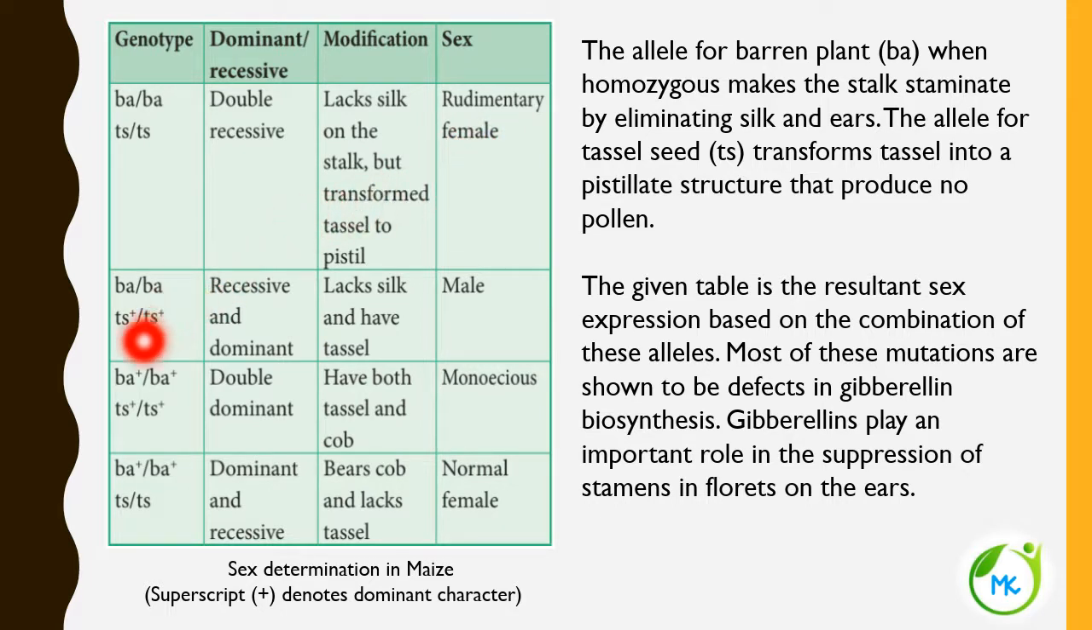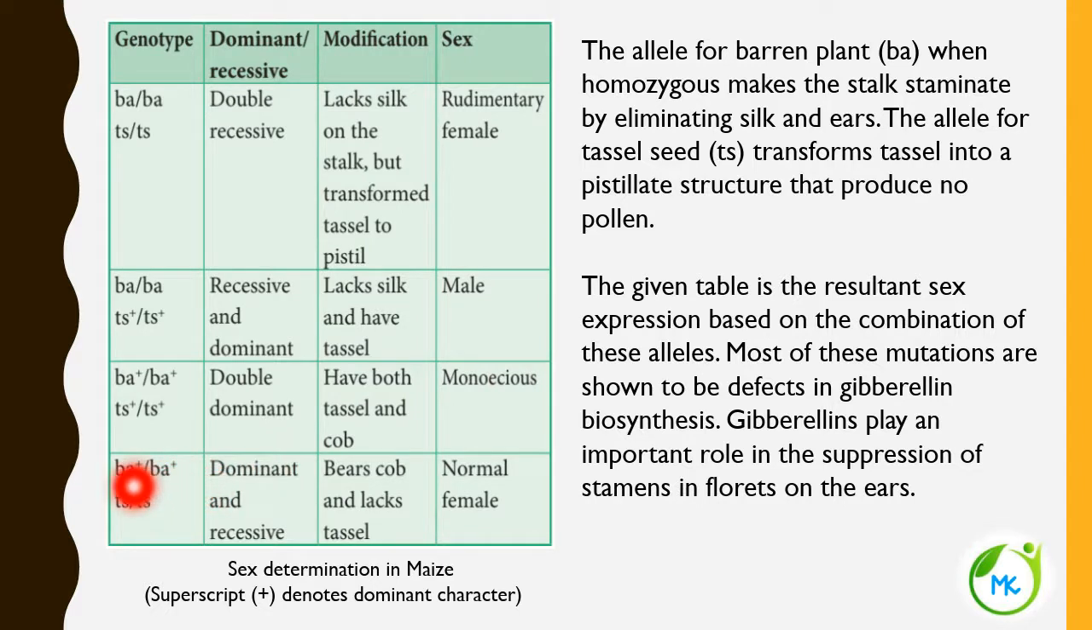And in the other case, ba and ts plus, here you have ts plus. So ts stands for tassel plus, and hence it will be a male. And when both are dominant, double dominant, the plant will have both the male inflorescence tassel and the female inflorescence cob. So the sex is monoecious. Both male and female flowers are present in the same plant.